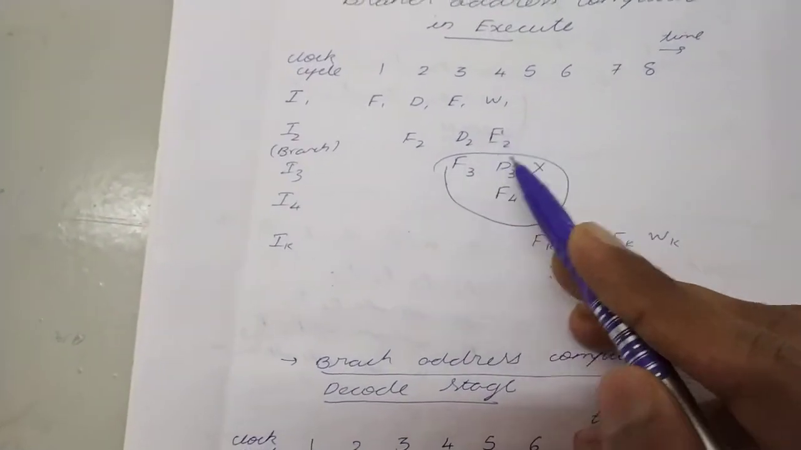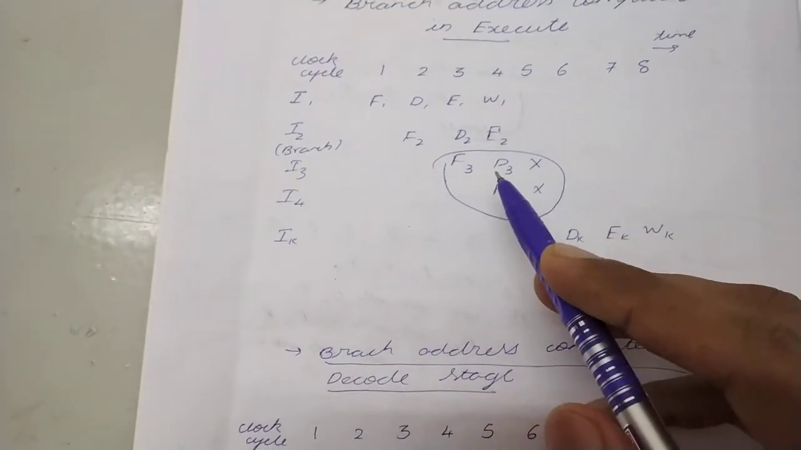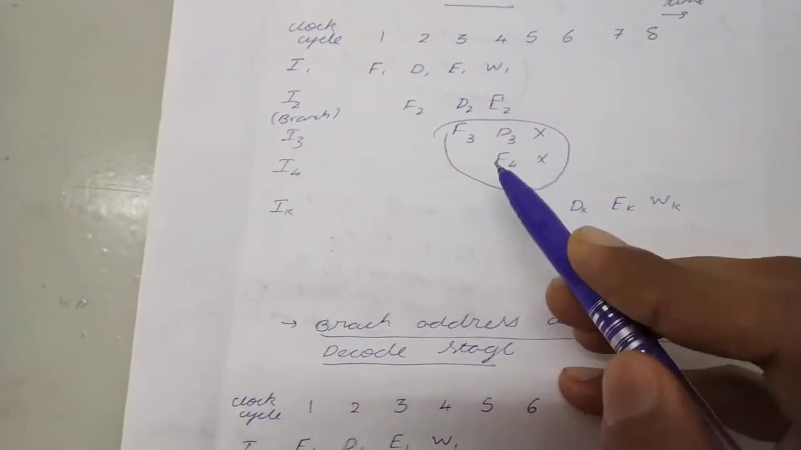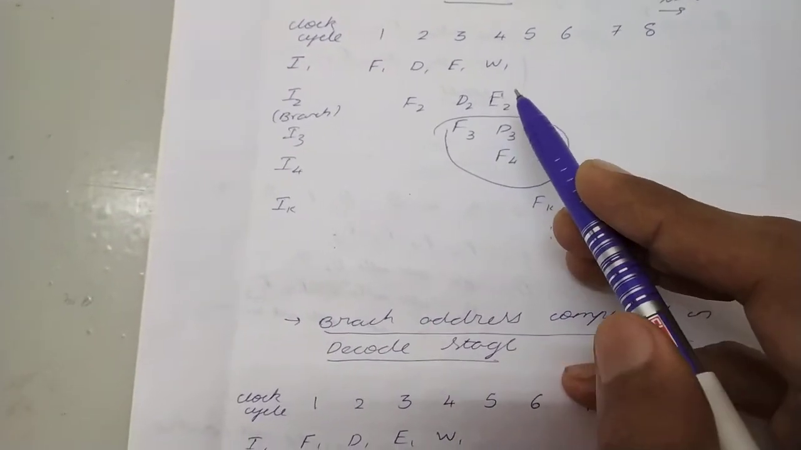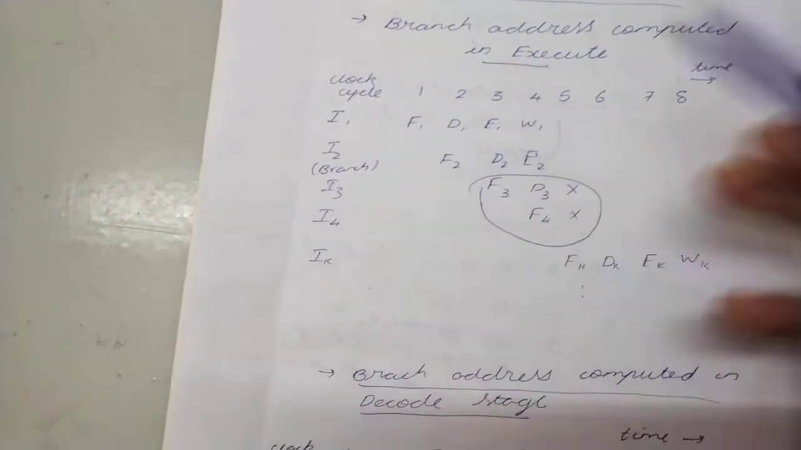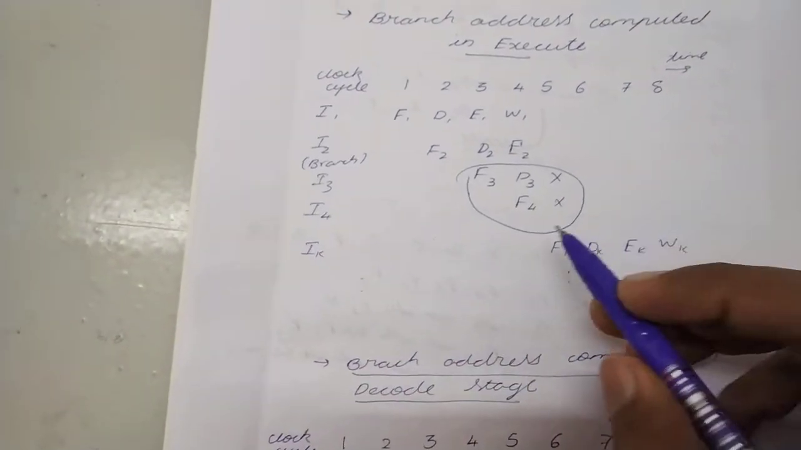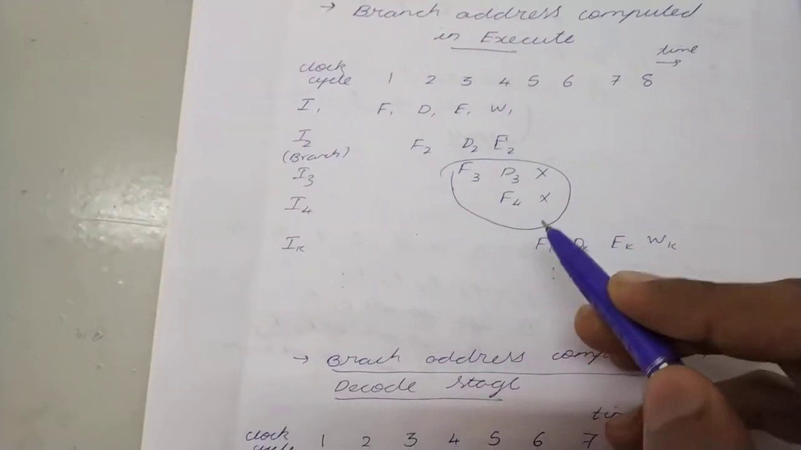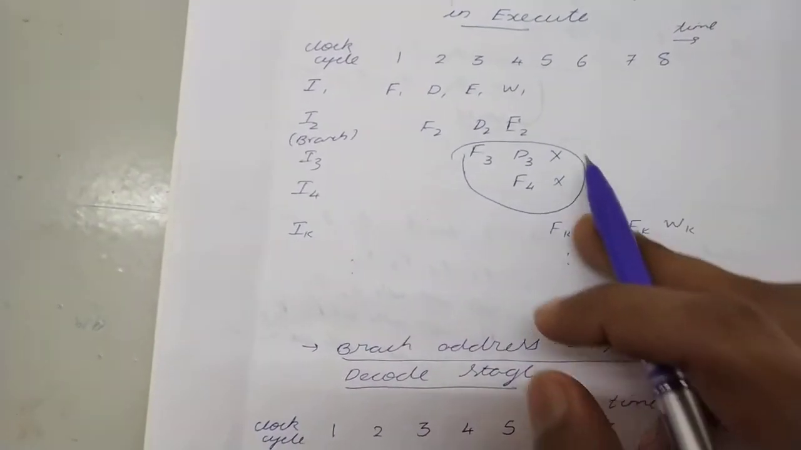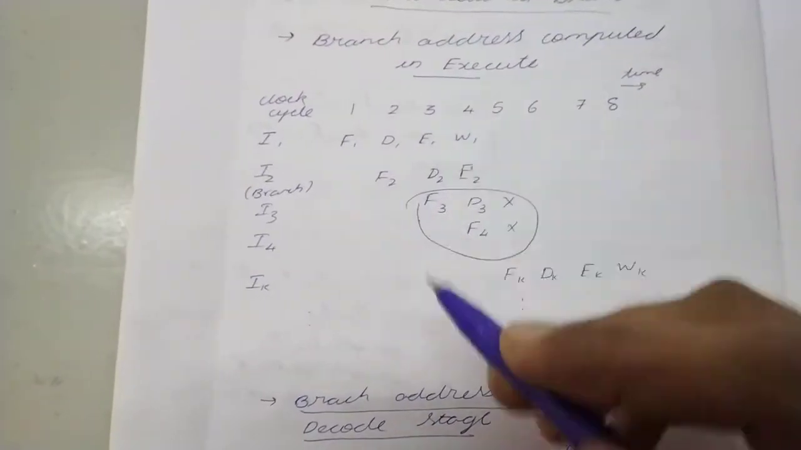But by that time, by E2, F3 is done, fetching of the third instruction is done, decoding of the third is done, and F4 is also done, fetching of the fourth instruction. But by the time E2 is done, it's an unconditional branch. So 3 and 4 will be skipped and it will go to some Ik, as shown here. We have already fetched and decoded the third one and even fetched the fourth instruction. This much is going to waste just because of this unconditional branch.